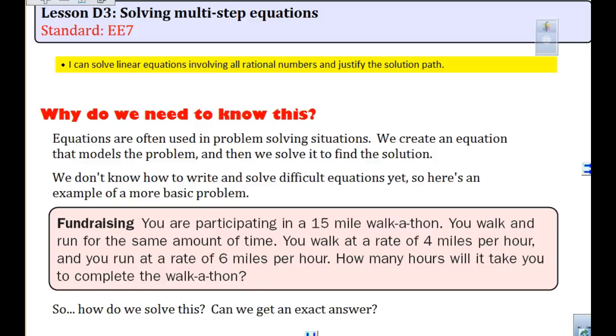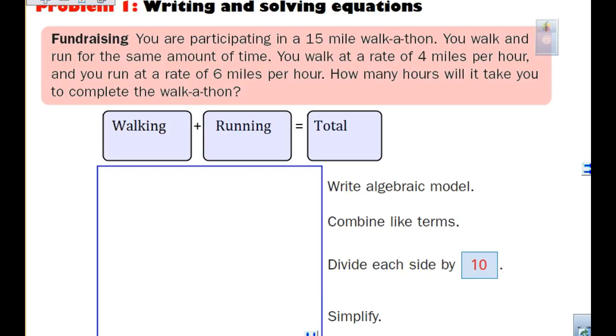So, the fundraising. It says you're participating in a 15-mile walk-a-thon. You walk and run for the same amount of time. You walk at a rate of 4 miles per hour, and you run at a rate of 6 miles per hour. I did not hear that. When we think about walking, do we know how many hours we were walking? So you walk and run the same amount. Your walk rate is 4 miles per hour. We don't know how long we're doing it, but we are running at a rate of 6 miles.